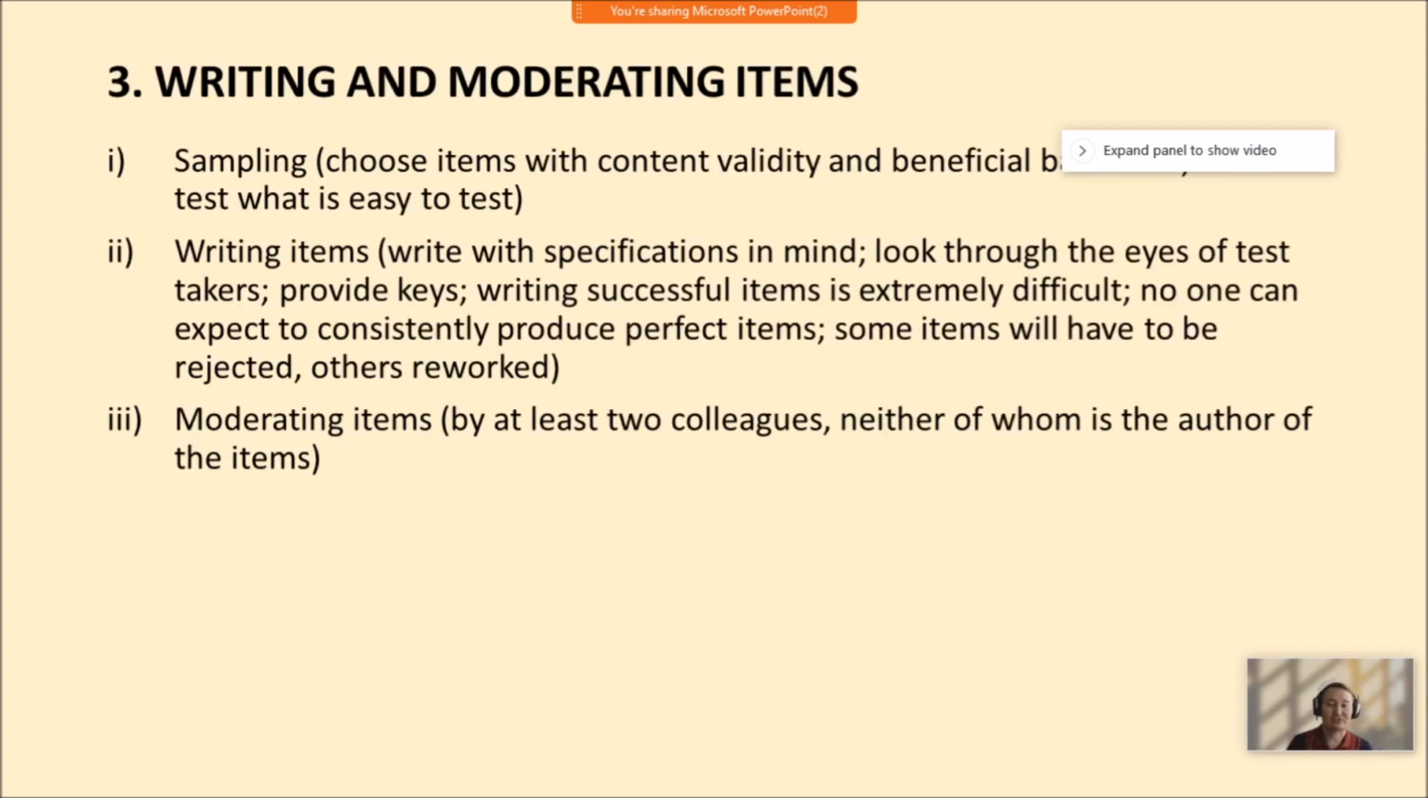Writing and moderating items. First, sampling. Sampling means choosing. Choose items with content validity and beneficial backwash. Do not test what is easy to test. Test what is important and useful to test. Writing items. Write with specifications in mind. Look through the eyes of test takers. Provide keys. And writing successful items is extremely difficult. You should know that.